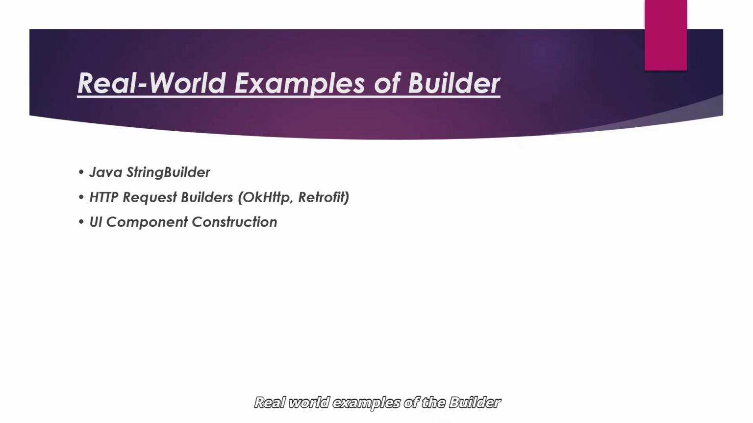This makes the object creation process more intuitive and flexible. Real-world examples of the builder pattern include StringBuilder in Java, which allows us to efficiently build strings without creating multiple intermediate string objects. Similarly, HTTP request builders in libraries like OkHttp let us create complex HTTP requests with many parameters like headers and body data. Another great example is UI frameworks where components like buttons, text fields, and layouts are constructed using a builder, making UI creation both clear and flexible.